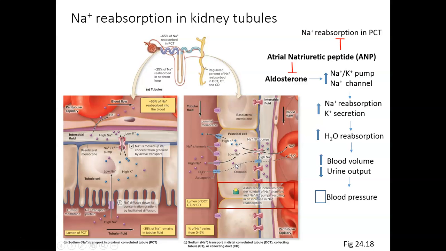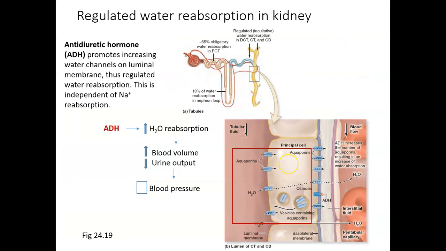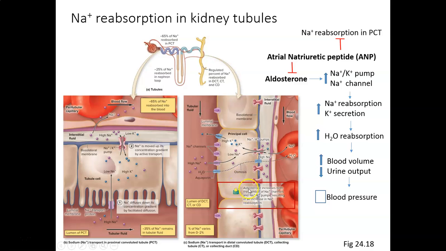So how does the hormone come into play here? Aldosterone, right? That's the hormone secreted from your adrenal gland. That hormone acts on the principal cells, increasing both the number of sodium channels as well as the number of sodium-potassium pumps. So basically, if you have aldosterone, you're increasing sodium reabsorption, and you're also increasing potassium excretion.